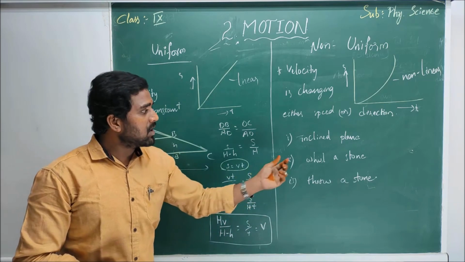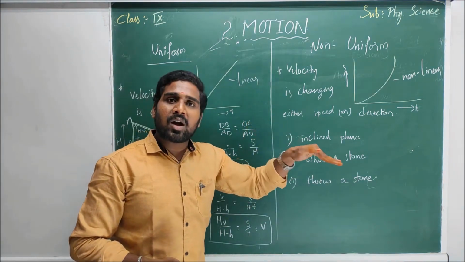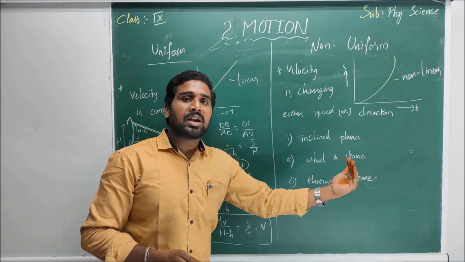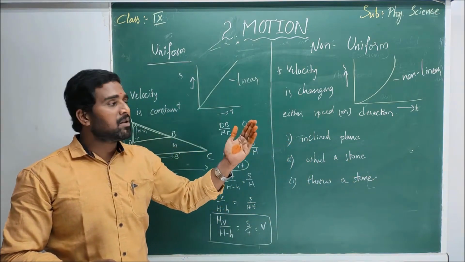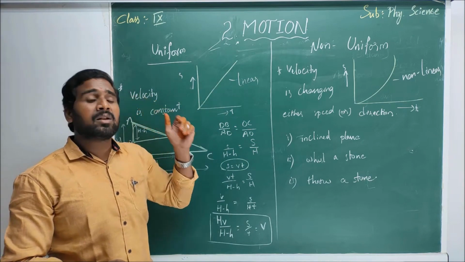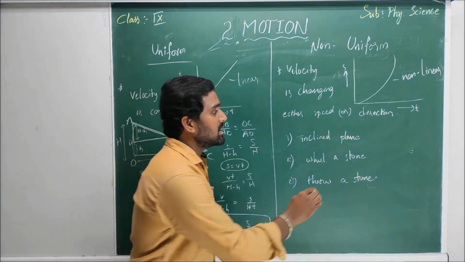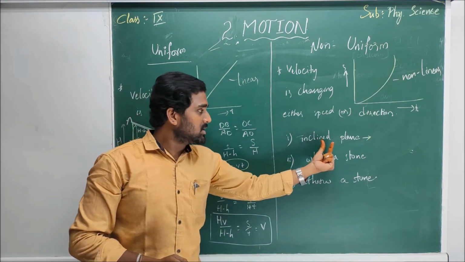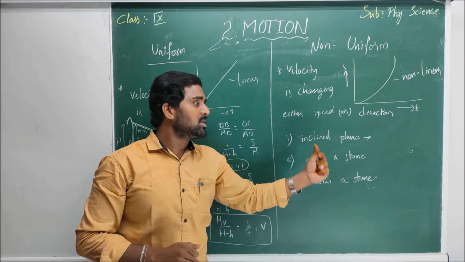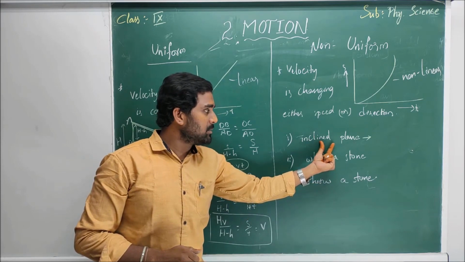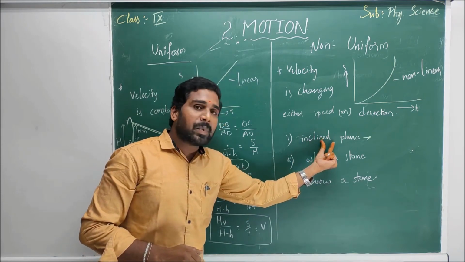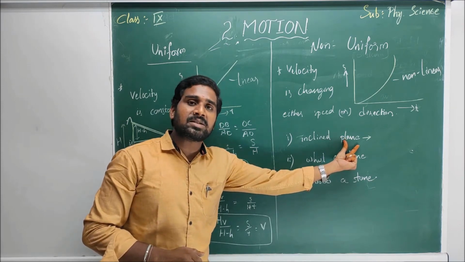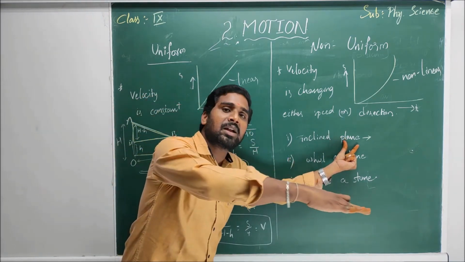First one: when we observe an object thrown on an inclined plane, it gradually increases its speed or gradually decreases its speed when it is moving upward. But here what is changing? The speed of the object is changing. So in the first example, we observe on the inclined plane that speed is changing and direction is constant. Why is the direction constant? It is moving on the inclined plane.